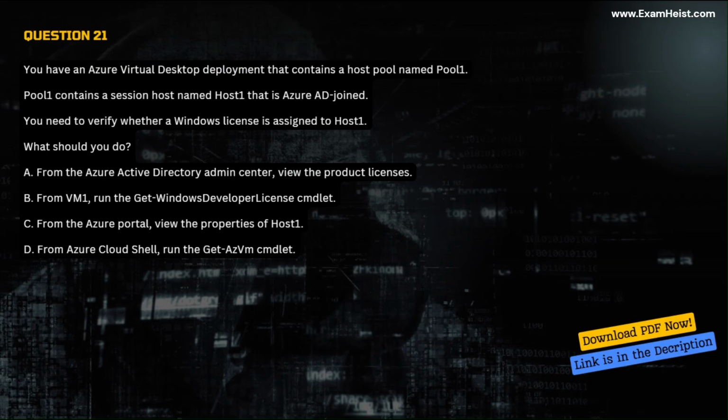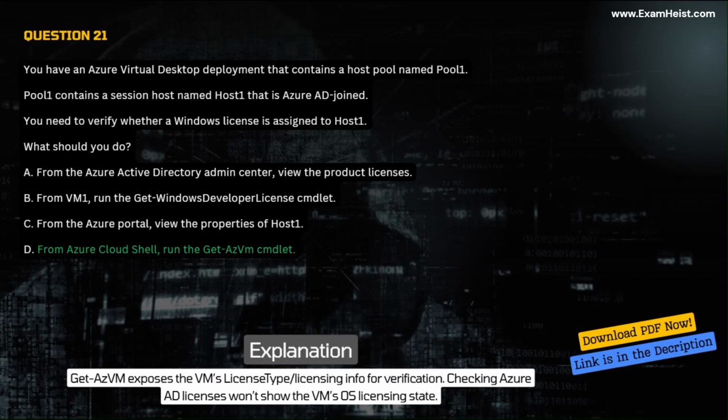A. From the Azure Active Directory admin center, view the product licenses. B. From VM1, run the Get-WindowsDeveloperLicense cmdlet. C. From the Azure portal, view the properties of Host1. D. From Azure Cloud Shell, run the Get-AzVM cmdlet. Correct answer D. Explanation: Get-AzVM exposes the VM's license type and licensing info for verification. Checking Azure AD licenses won't show the VM's OS licensing state.